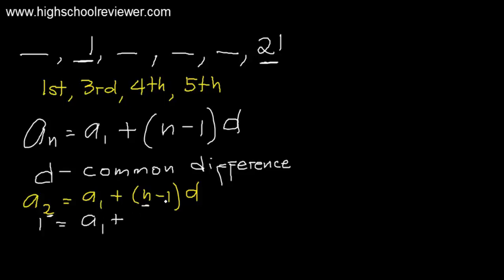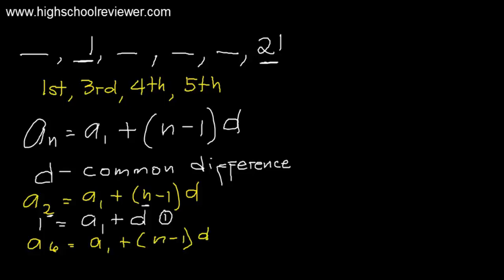So 2 minus 1 is 1 multiplied by d. So this will be plus d. This is our equation 1. And for our next equation, we will have the sixth term. So the sixth term is positive 21. So this will be a sub 6 equals a sub 1 plus n minus 1 multiplied by d.